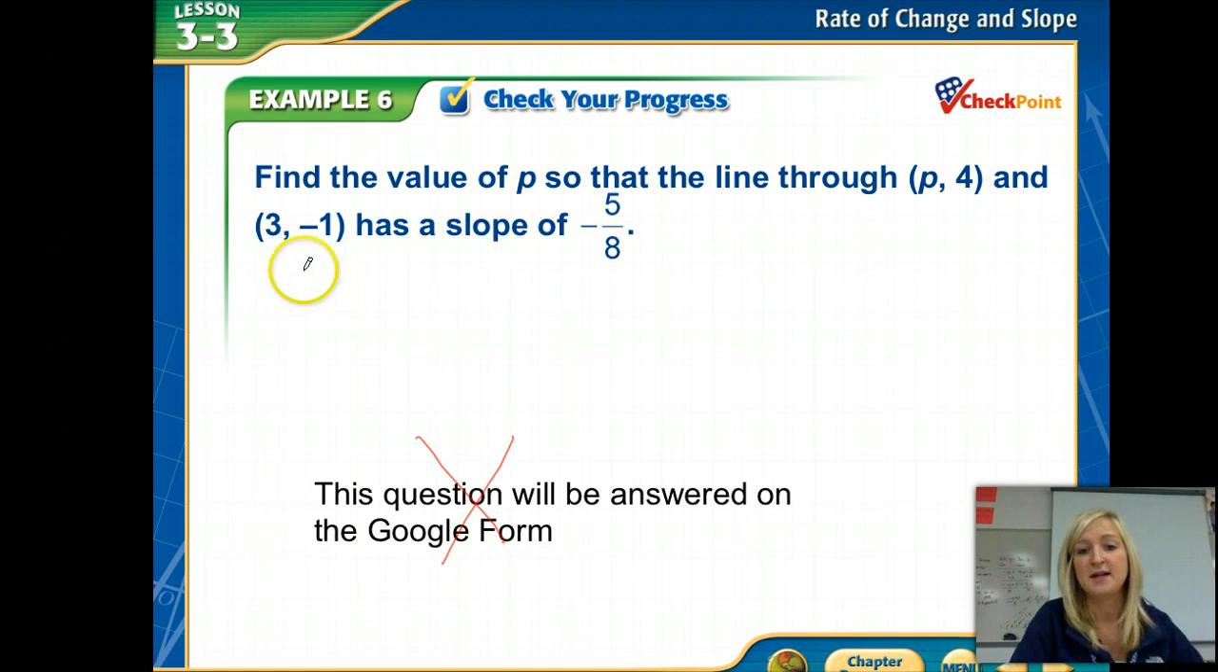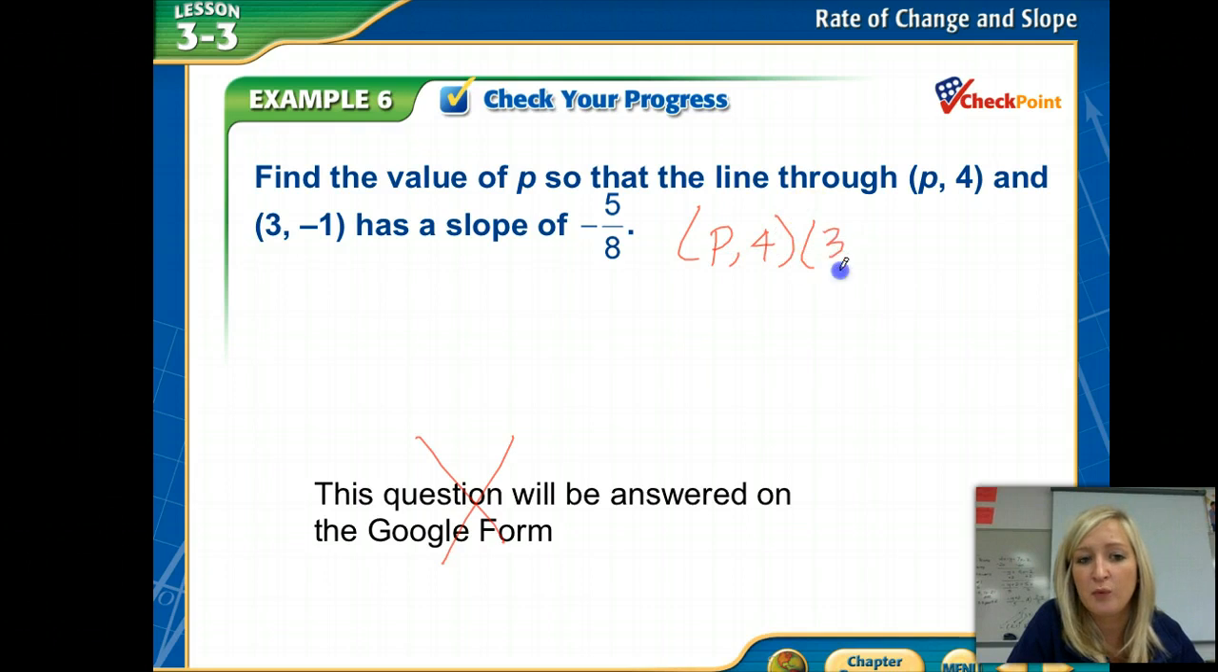All right. So I'm going to set this up. I have p, 4, and I have 3, -1. So it's -1 minus 4 all over 3 minus p. And I'm going to set it equal to -5 over 8. And I'm going to cross multiply here.